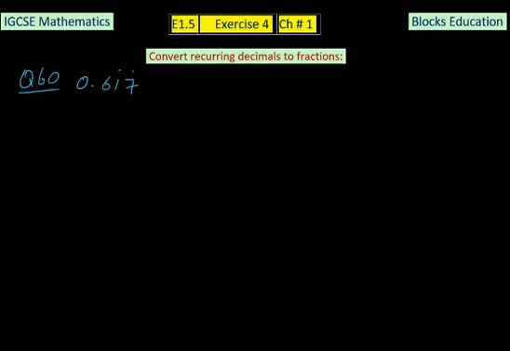So in the last question, which is question number 60 of exercise 4, we are given 0.617, where 17 is the recurring decimal, right? So it means that this number in fact is 0.6171717 and so on, right? So again, the first step is, let's put it in front of x: x equals 0.617, and 1 and 7 are the recurring decimal. Again we have the same trouble.